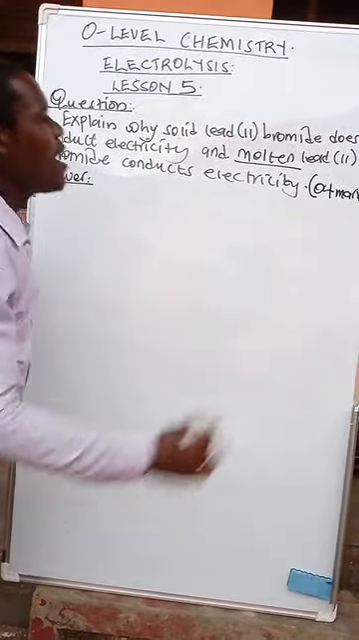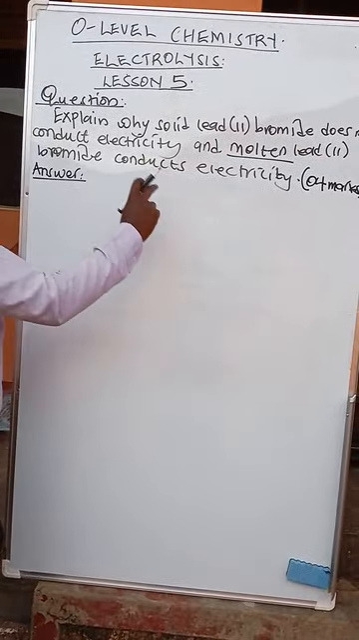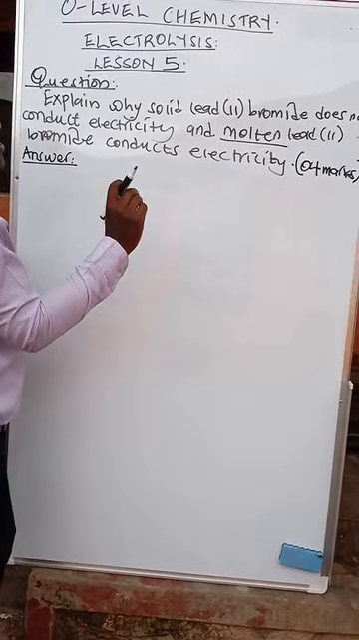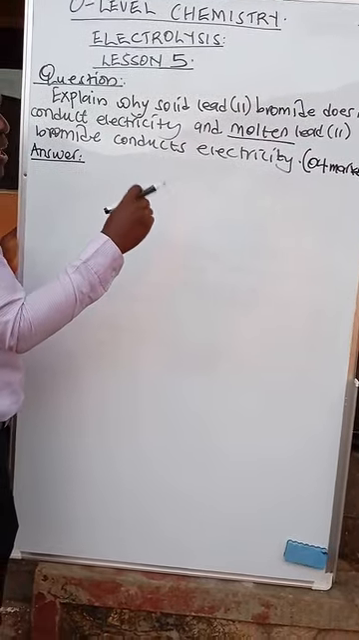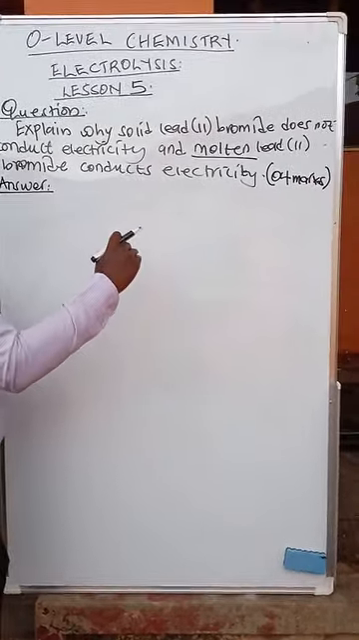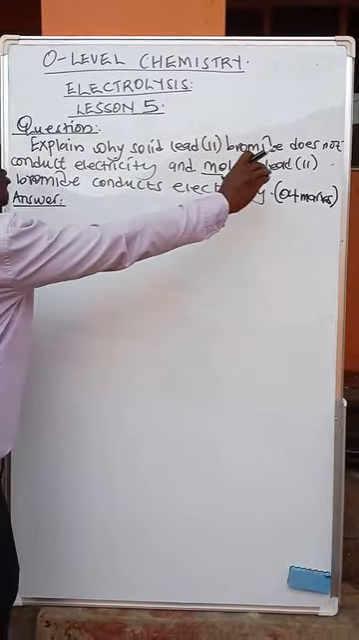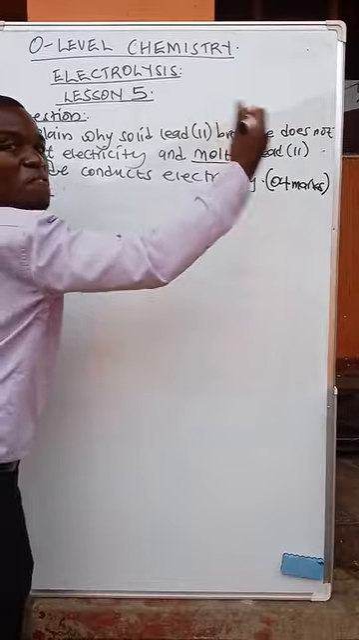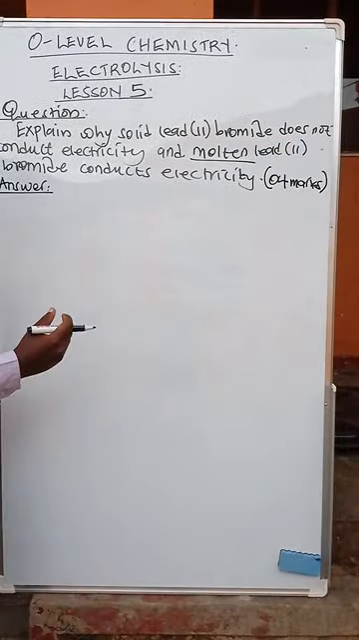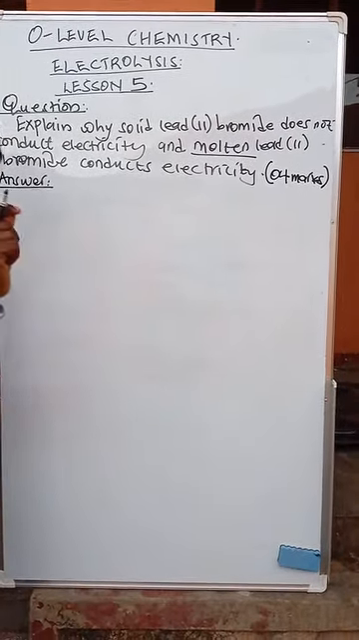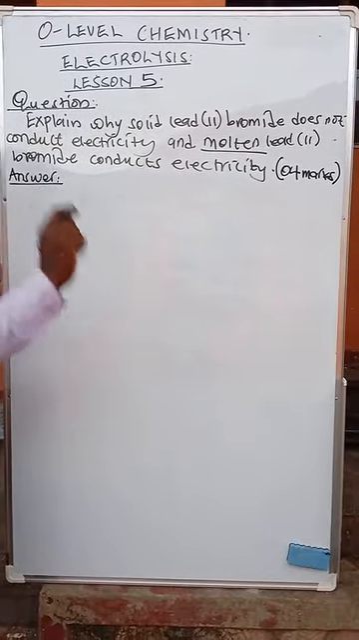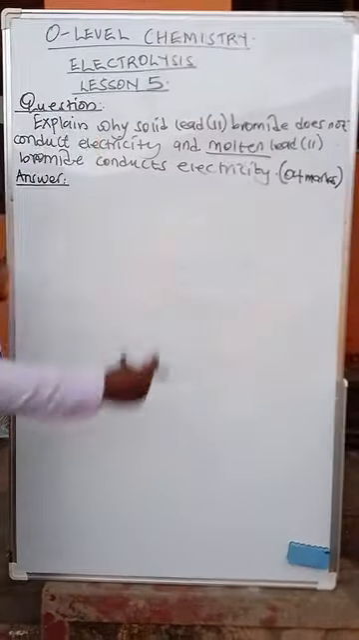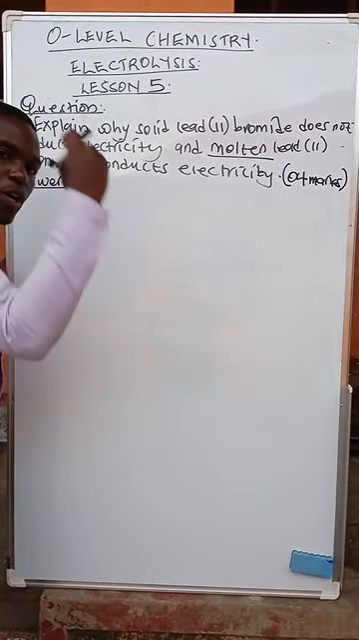But if they had said lead(II) bromide is an insoluble salt, assuming they used a soluble salt, maybe copper(II) sulfate, and they said, explain why solid copper(II) sulfate does not conduct electricity, and the copper(II) sulfate solution. That is very important. You have to understand what the question is talking about. Is the question talking about molten ionic compounds or aqueous ionic compounds?